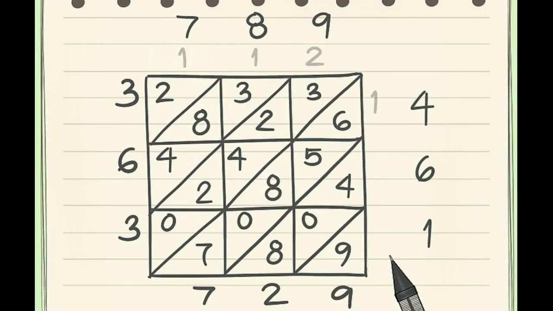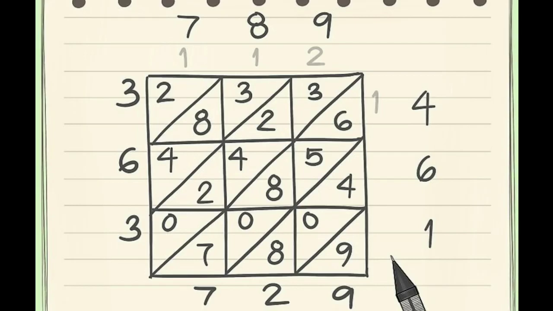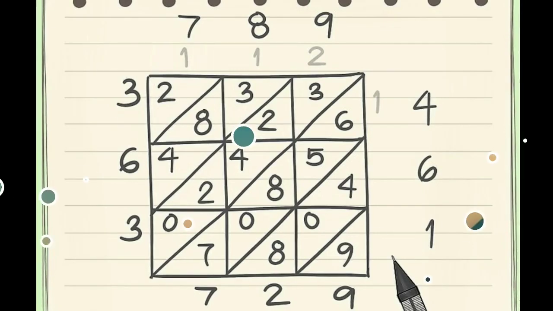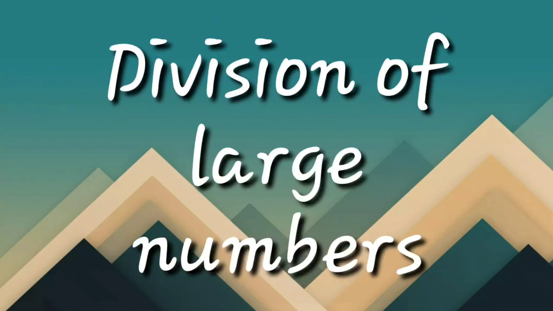How to read the answer? You will read the answer from top left to the bottom right. The product of 789 with 461 comes out to be 363,729, that is 3,63,729. So this concludes the topic of multiplication here. I think you have to do a lot of practice to clarify all your concepts. Let's move on to our next topic. The next topic is division of large numbers.